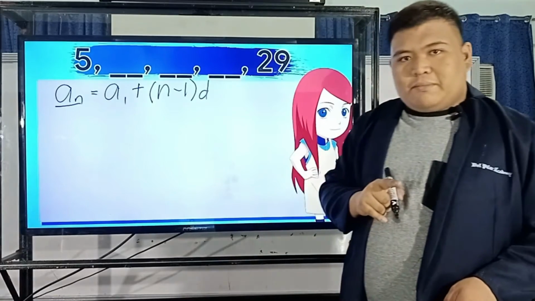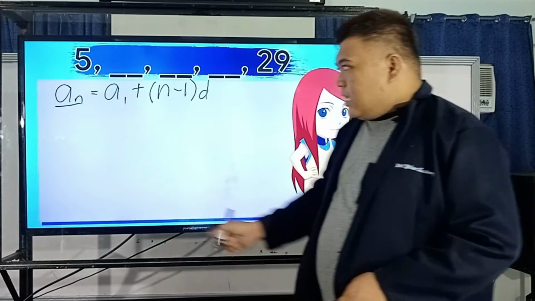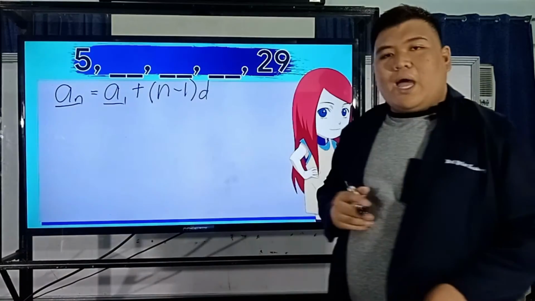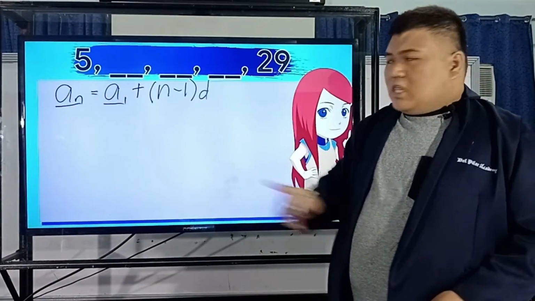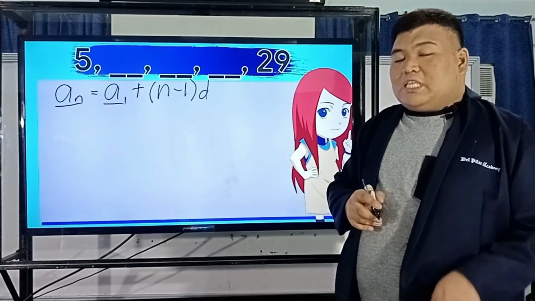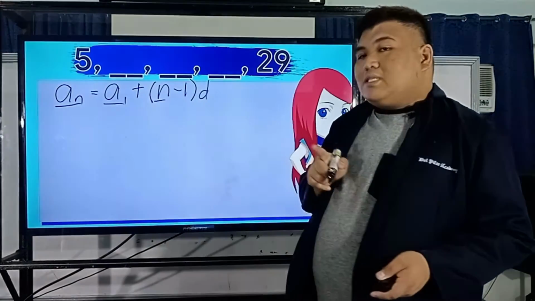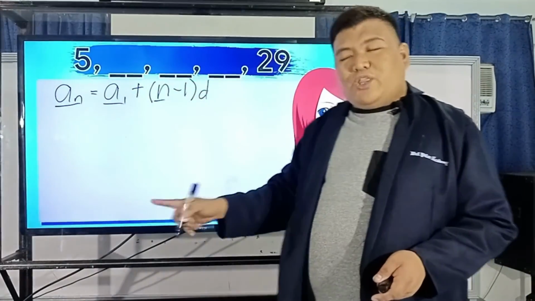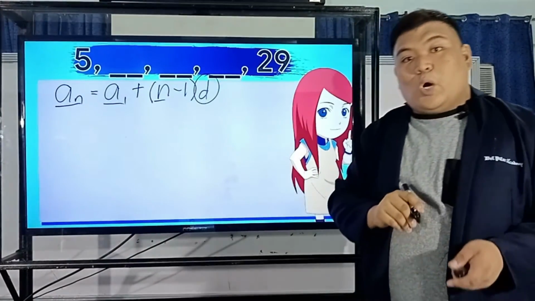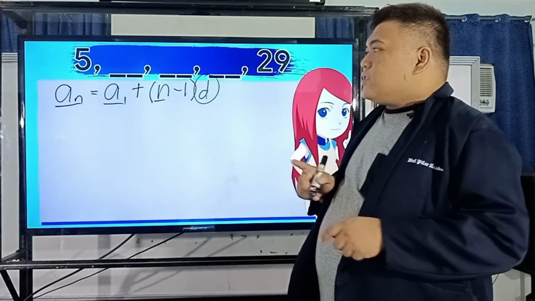Si a sub 1, si first term, nawawala ba yung value ng first term? The answer is, no. Ayun si first term, yung 5. So, hindi rin nawawala si a sub 1. Eh, yung n, nawawala ba yung n? Ipinapahanap ba sa atin ilan lahat yung terms? Hindi naman, di ba? So, therefore, hindi rin si n. So, obviously, for us to get those terms, ano na lang yung natitira? We need to look for the value of the common difference. Okay, let's have the solution.